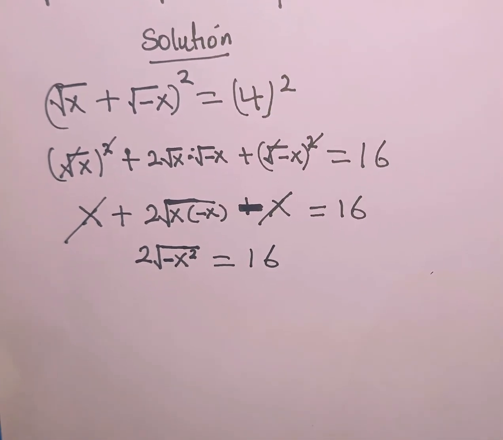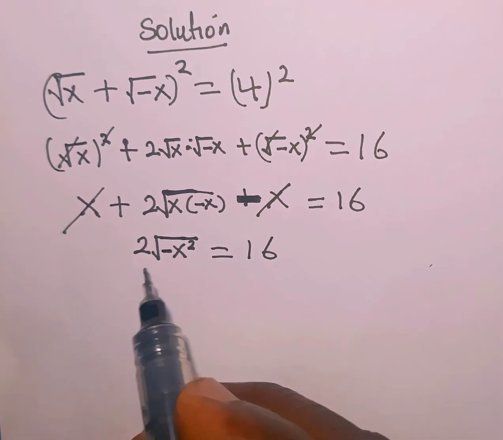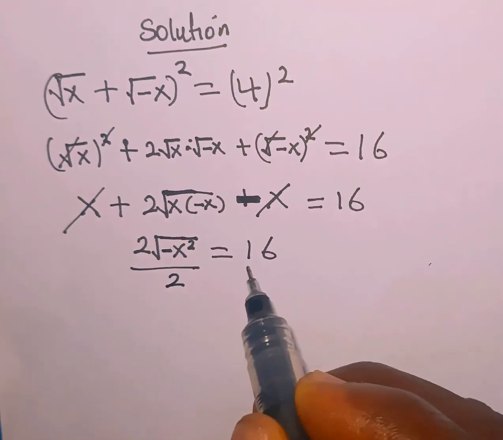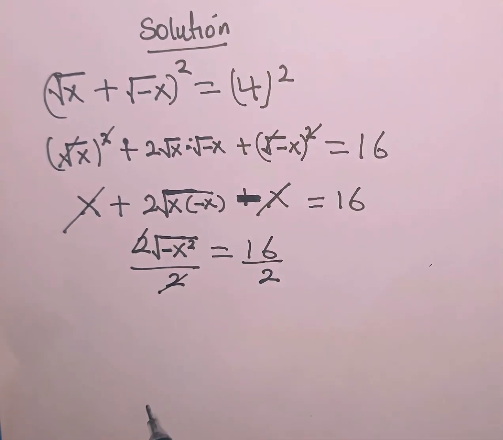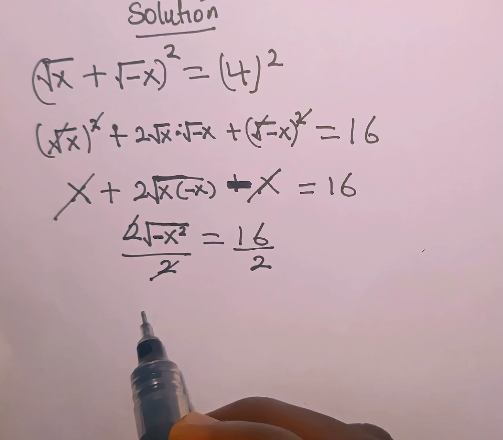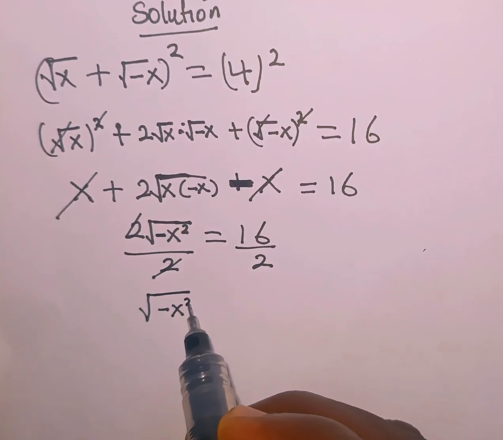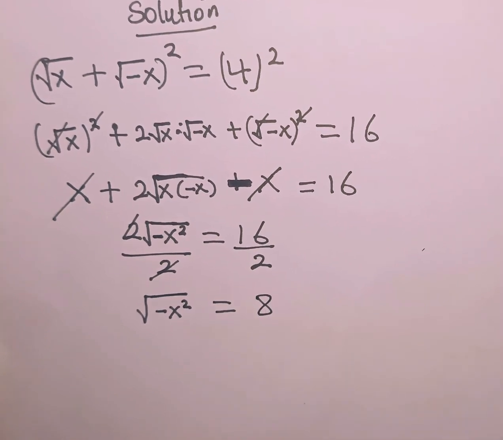The next thing we're going to do is to divide both sides of this equation by 2 in order to eliminate this 2. So we divide the left hand side by 2 and also the right hand side by 2, so that this 2 is going to cancel this 2. On the left hand side, we are left with just square root of minus x squared, which is the same as 16 divided by 2. We're going to have 8.